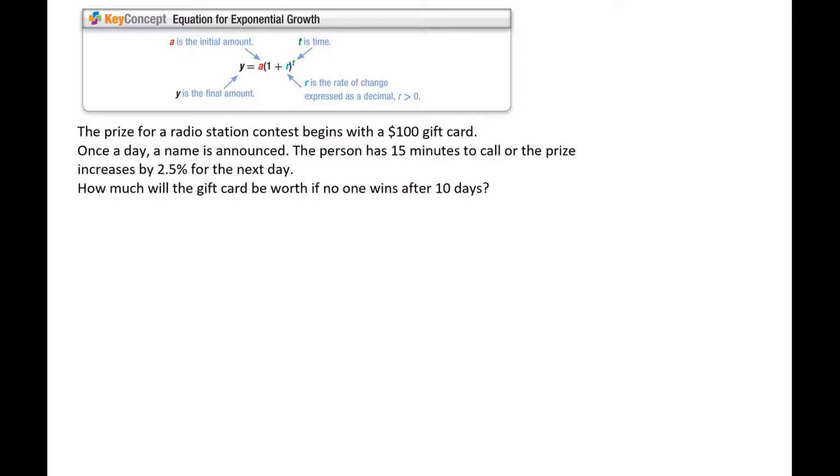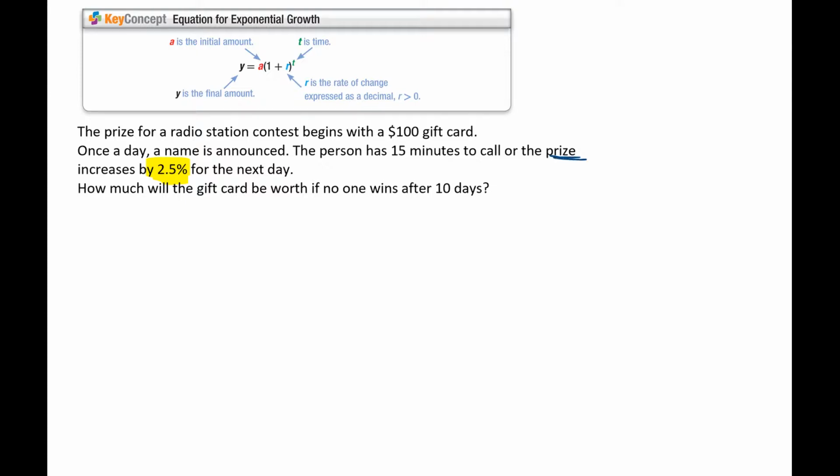When we're dealing with problems that might have exponential growth, you're always looking for if it's growing, if it says a growth rate or it's increasing or decreasing by a percentage. That's why this problem is going to have exponential growth. Let's read it. The prize for a radio station contest begins with a $100 gift card. Once a day, a name is announced. The person has 15 minutes to call, or the prize increases by 2.5% for the next day. How much will the gift card be worth if no one wins after 10 days?